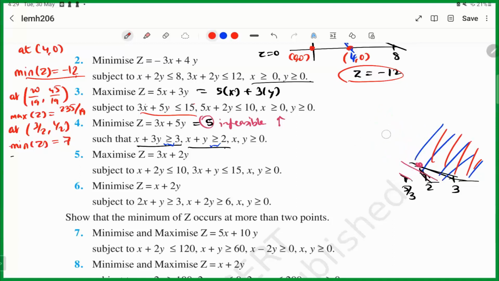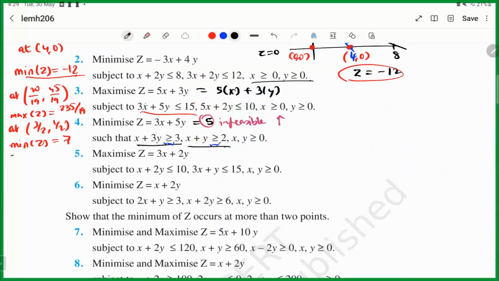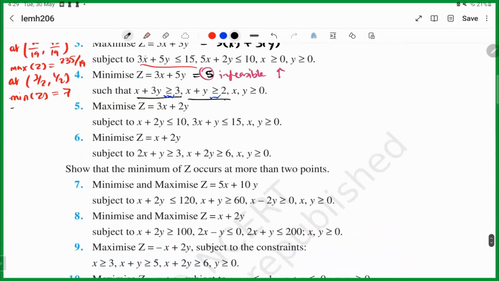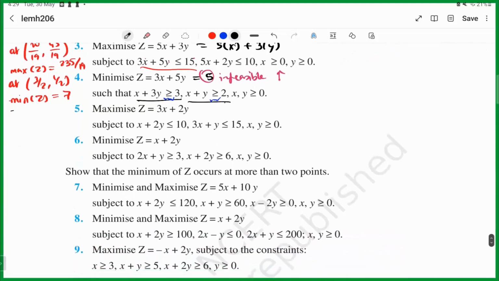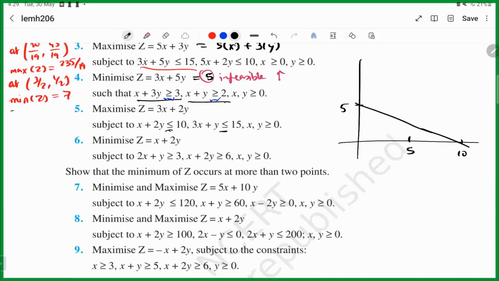Again, we erase this for the next problem. Okay. Now, problem 5. Again, we're doing the same thing. x plus 2y is less than 10, so that should be 10. That should be the thing. 3x plus y is less than 15. So that should be 5, and 15 should be somewhere there.